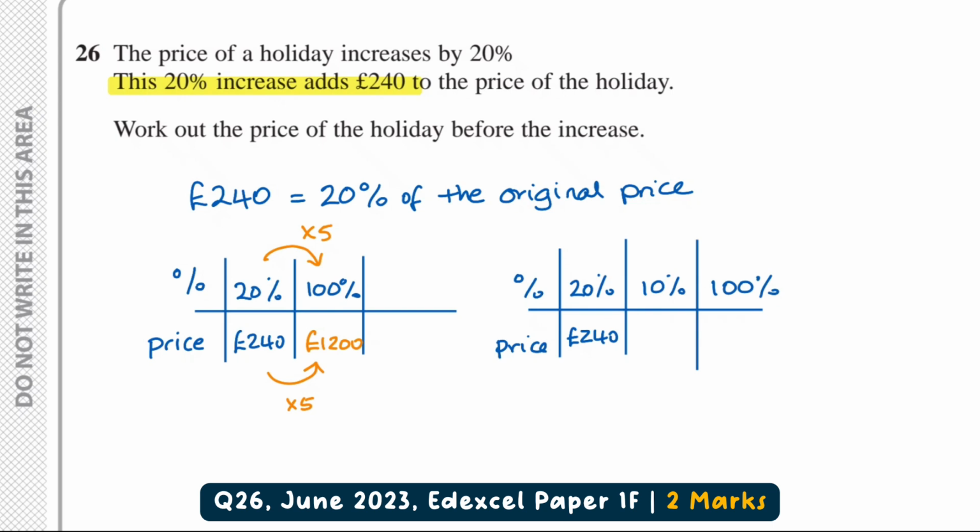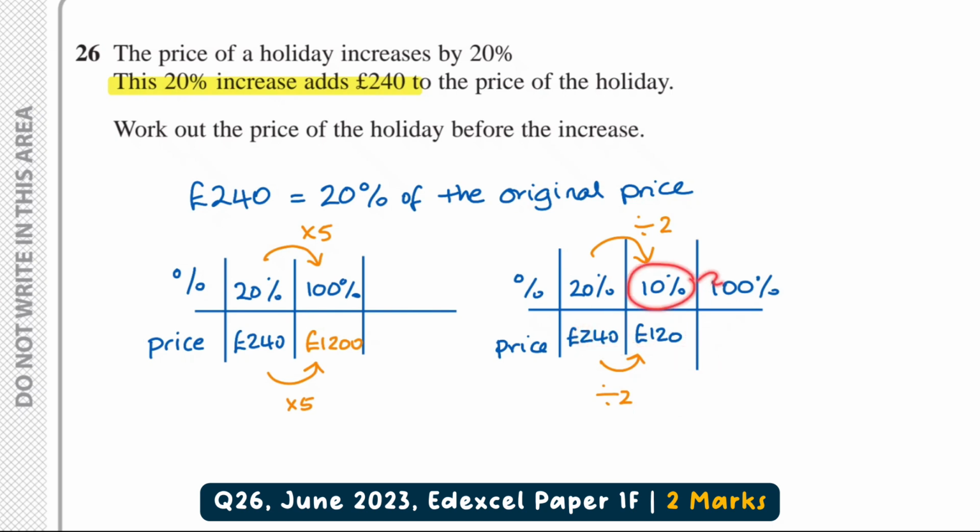So I'm going to divide it by 2 because we're halving it. And because I've divided by 2 over here, I also need to divide this by 2. So divide by 2, and then that would give us £120 here. So half of 200 is 100, and half of 40 is 20, so £120.